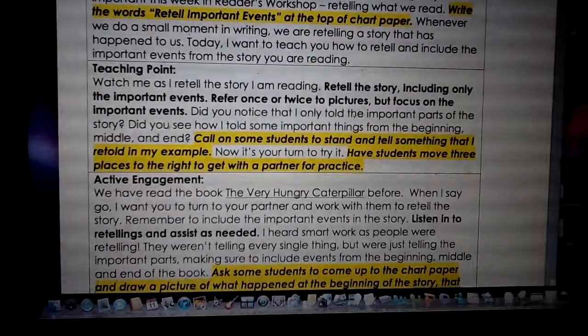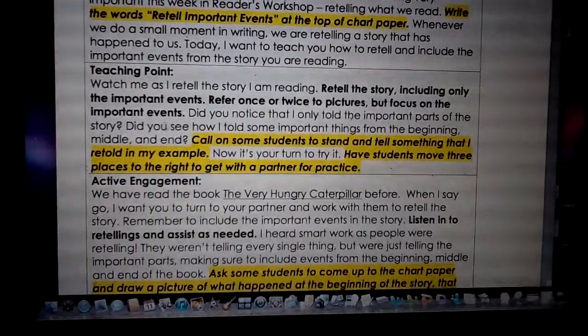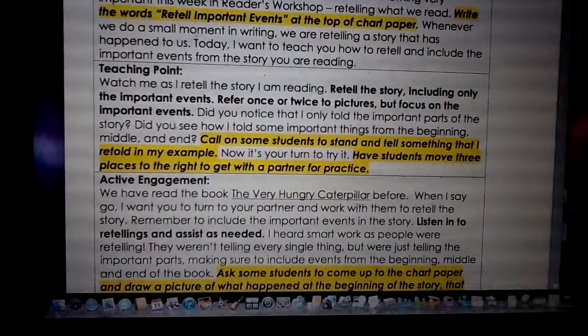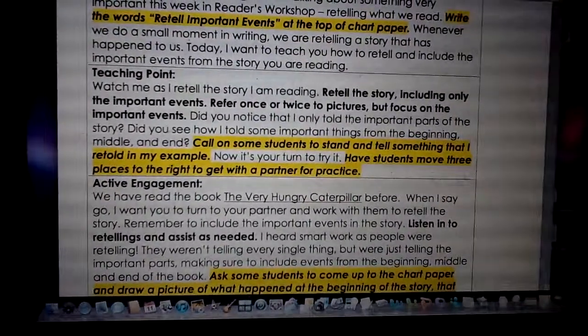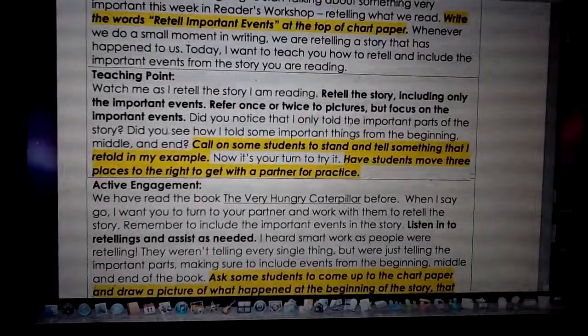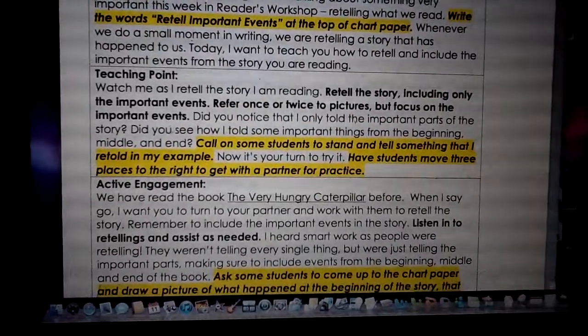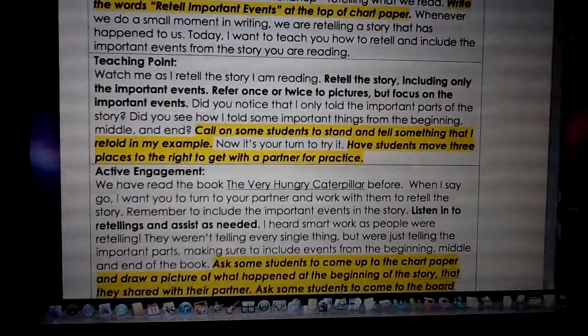I'm also going to have the students move 3 places to their right to get with a partner for a practice. Again, this is letting those kinesthetic learners get up and move their body. My wiggly kids can get up and move their body to get to their partners.